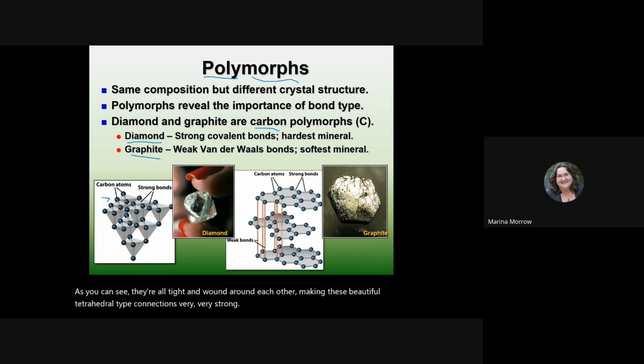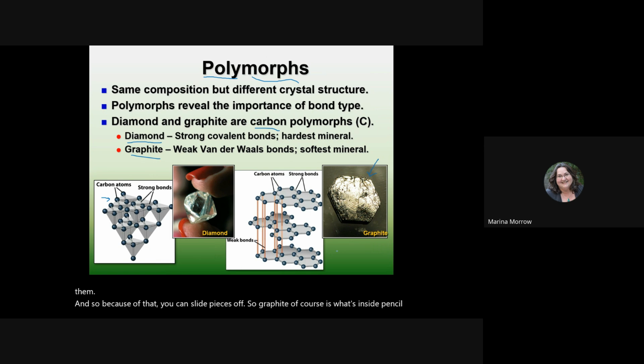Whereas graphite makes these hexagons, and those are strong, but then they only weakly connect to layers of more hexagons below them. And so because of that, you can slide pieces off. So graphite, of course, is what's inside pencil lead. So when you write, you're scraping off layers of these hexagons, and those are getting left behind on your paper. So that's leaving your mark.